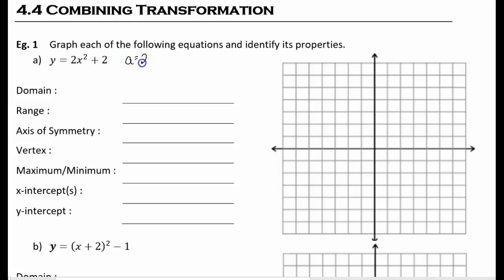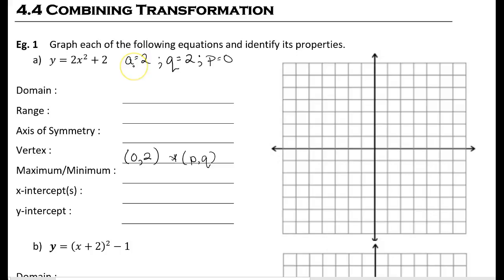A is 2, and also Q is 2. There is no constant attached to x inside the square. It's just x squared. That means that P is 0. So already I can extrapolate some information about this. Specifically, I know my vertex is going to be at (0, 2), because remember, in general, our vertex is at (P, Q).